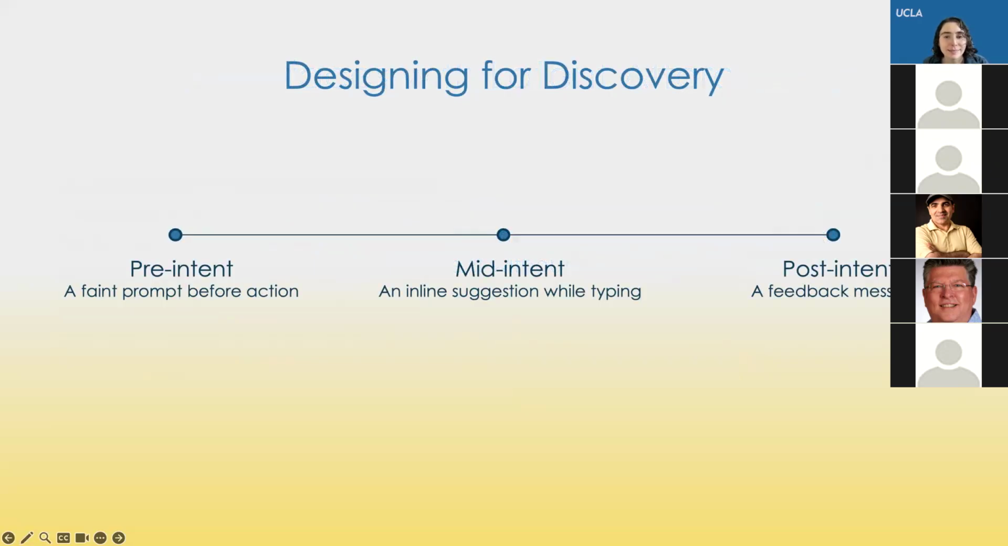So with these latent affordances, designing for discovery and timing is key. So we could have a pre-intent notice where there's a faint prompt before an action, or something that is mid-intent, where there's an inline suggestion while the user is typing, or something that is post-intent. For example, a feedback message that's a post-action insight and more. So these are just some ideas for creating latent affordances that can help the user through the experience.